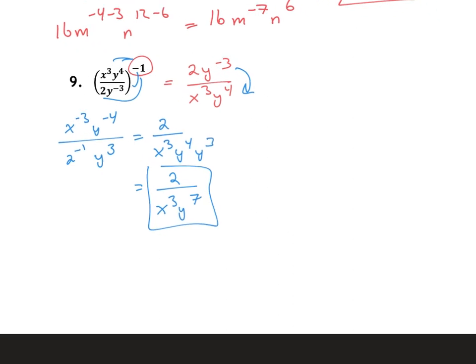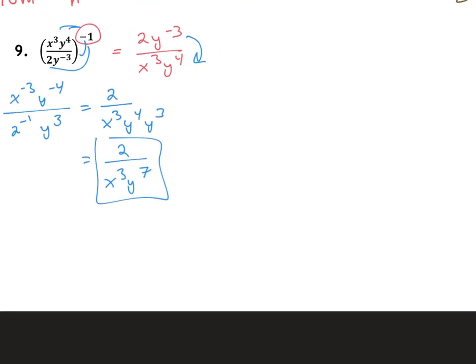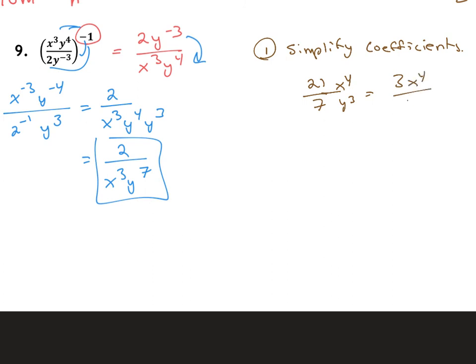All right, last thing I do want to show you is your 3 general rules. The first thing you always have to do is simplify your coefficients. So if I have something like 21 over 7, x to the 4th, y to the 3rd, you have to simplify that to 3. So that's your first rule: you got to simplify all your coefficients.